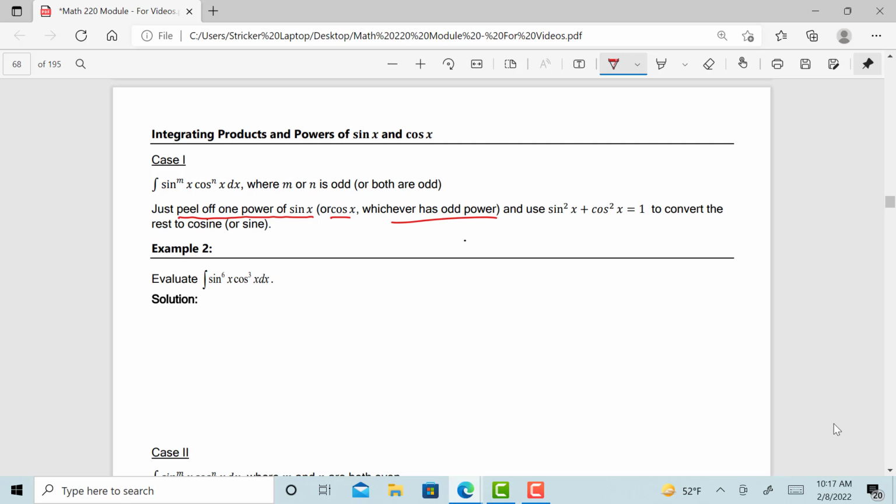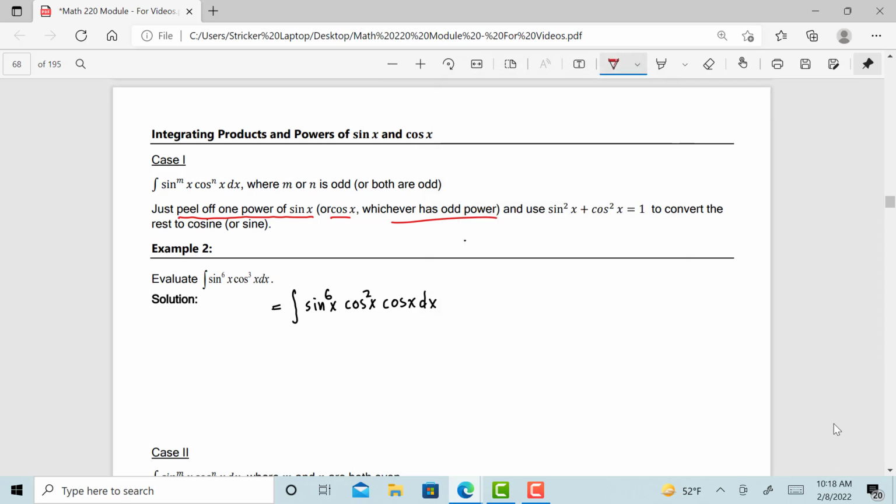So if you look at example 2, which one, sine or cosine, has the odd power? Well, it's definitely the cosine, right? So we're going to go ahead and rewrite this. So this is going to be the integral of sine of x to the 6th power times the cosine of x to the 2nd power, and then we're going to peel an extra one of those off, so it's cosine x dx.